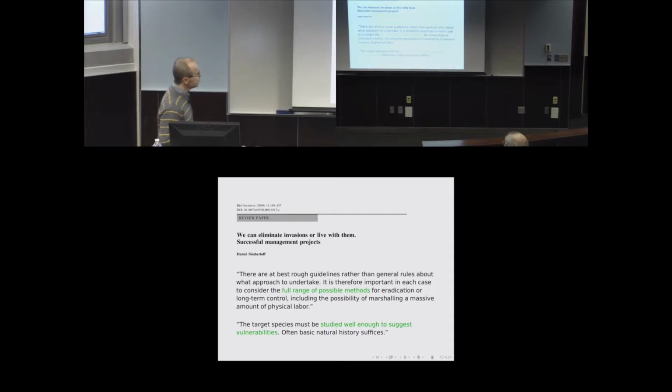And the other quote is that target species must be studied well enough to suggest vulnerabilities. So if we find at least the component Allee effect in a species, and better if we find a demographic Allee effect in the species, we should definitely consider it as one of the vulnerabilities which we could exploit in pest control.